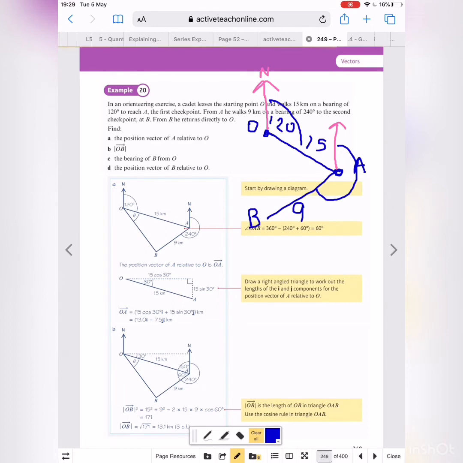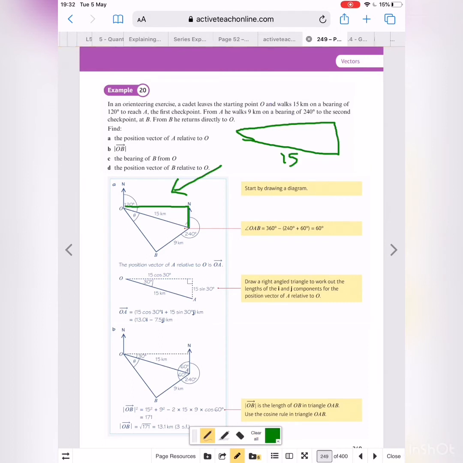And from there, he returns directly to O. We know that this is 30 because we do 120 minus that right angle. So 120 minus 90 gives us 30. We know that that's a right angle triangle.